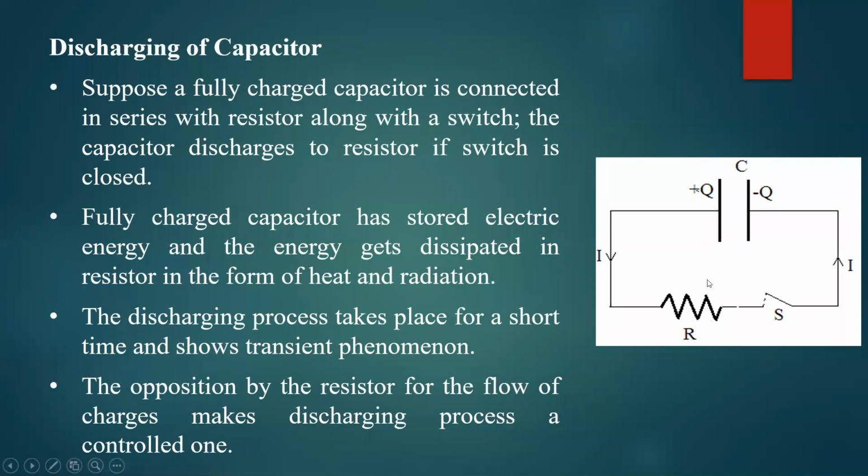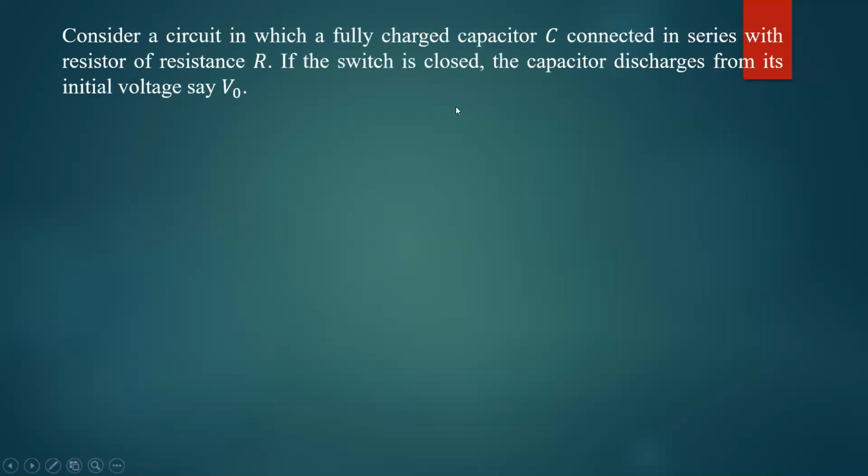Otherwise, this is the time constant. R into C is the time constant. We have seen that in the charging case. Same is true in the discharging case also. So let us find how the charge on the capacitor decreases. Let us see how the Q value decreases during discharge, next.